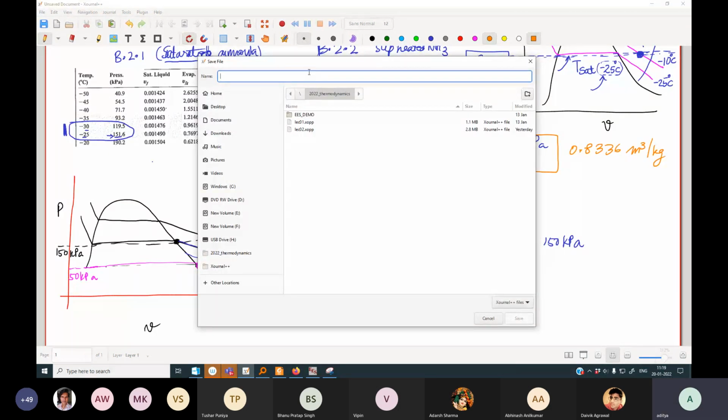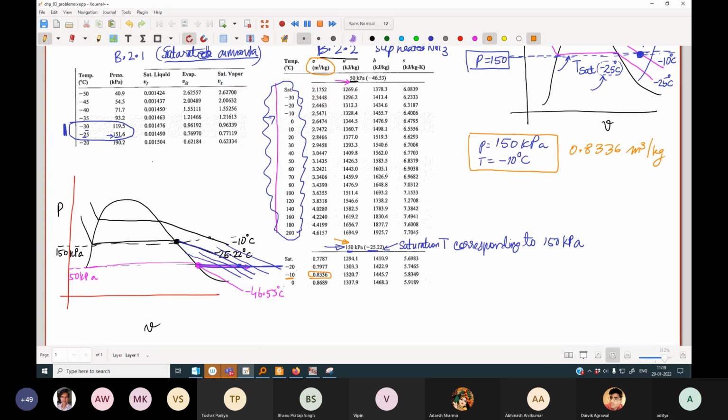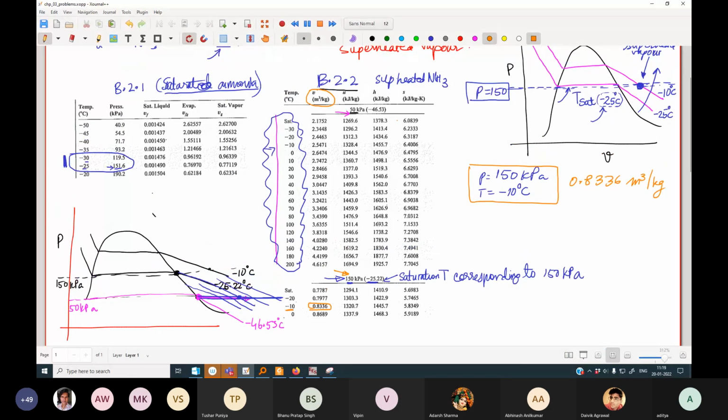This will be chapter 3 problems. Okay, is this clear? This problem should be clear to everyone. Yes, sir, it's clear.